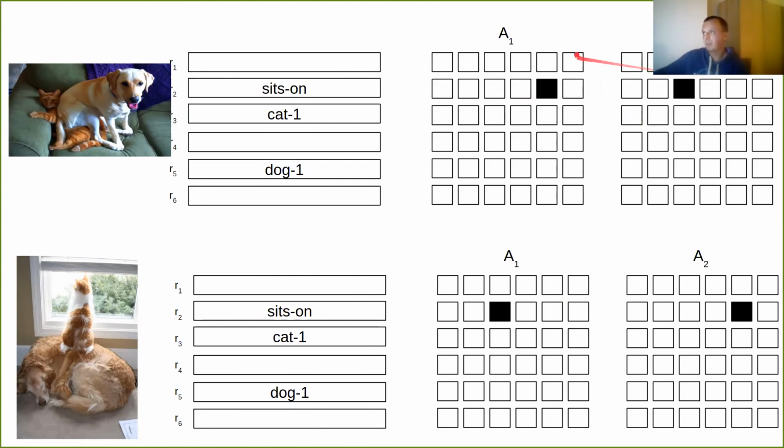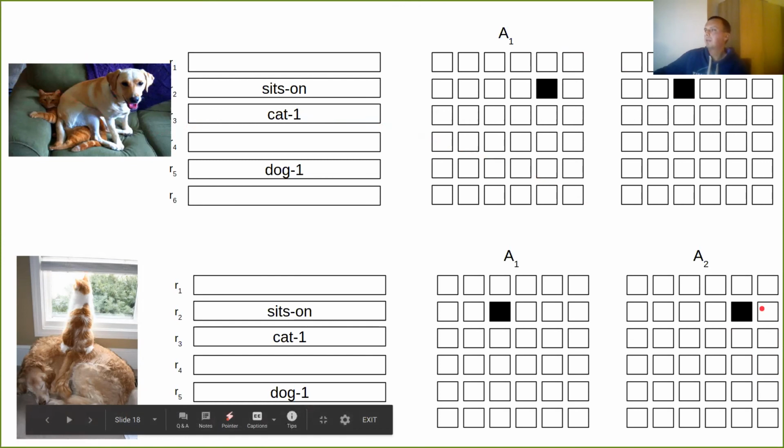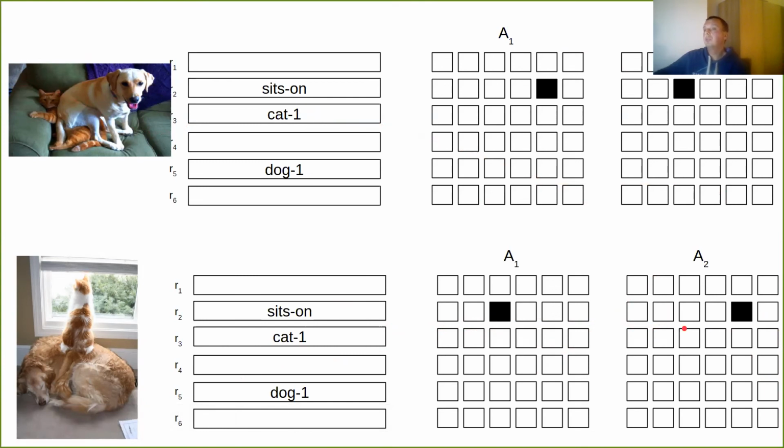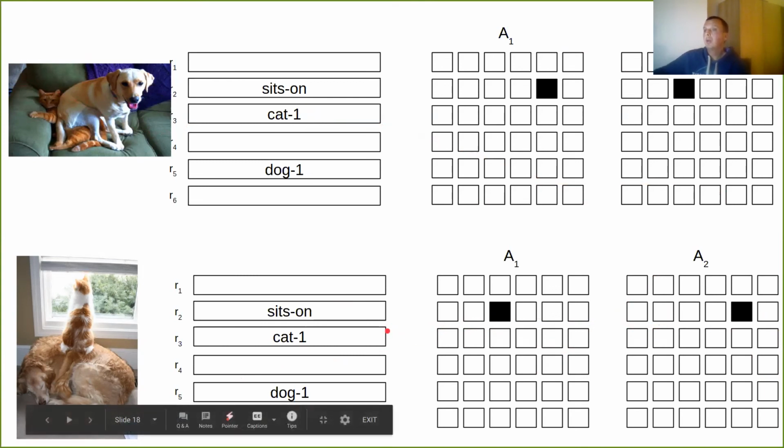And the same for the second argument. So here the second argument of sits on is in slot 3, because the cat is the one which is being sat on, and here the second argument is in slot 5, because the dog is being sat on. So by activating a particular unit in the binding matrices, or binding spaces as we call them, we know the relationship between the information representing particular slots.